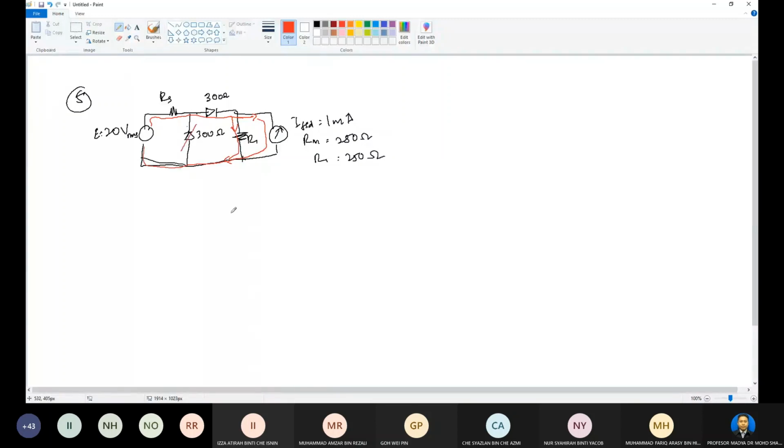For the diodes, we assume D1 and D2. In the positive cycle, D2 will be open, so the current will flow like this. Okay, change the color here. So if we draw it again, it will be like this.